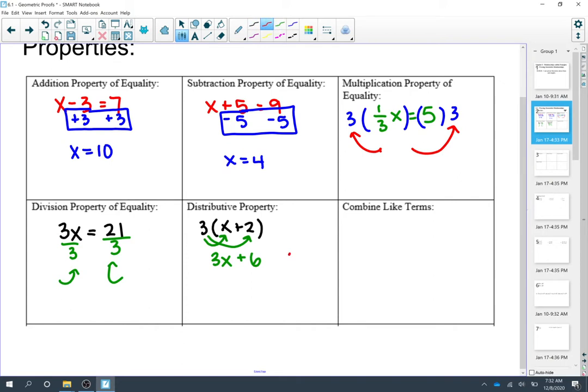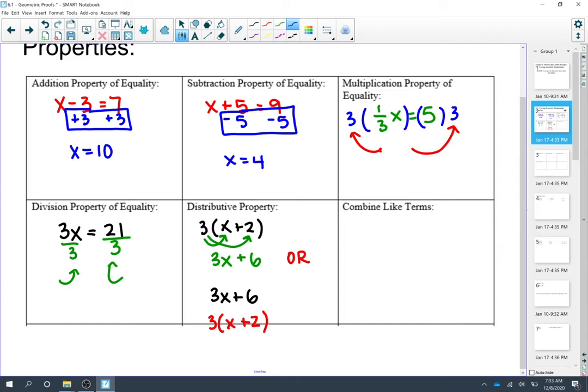Now, this one has an or, because the other version of the distributive property would be 3x plus 6, and then we could turn that into 3 times x plus 2. So notice here we went the other direction. Instead of distributing the 3 in, we factored the 3 back out. Either one of these, whether you see it being factored out or distributed in, both count as the distributive property.